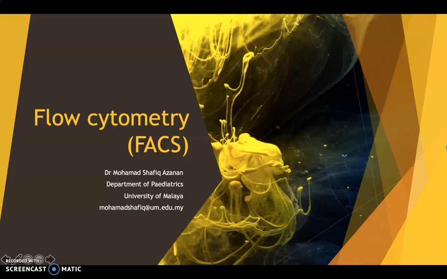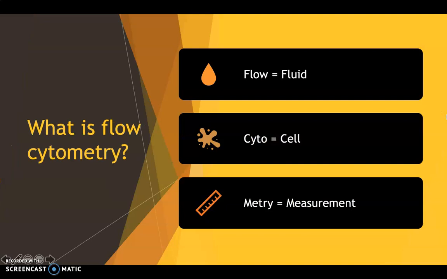For this tutorial, I'm gonna give you a brief introduction on flow cytometry, or FACS in short. So what is flow cytometry? If you break down the word flow cytometry into three parts, it basically means flow, fluid, cyto means cells, and metry means measurement. So basically, when we say we are doing flow cytometry, we are actually measuring the cell in a fluid-based situation.